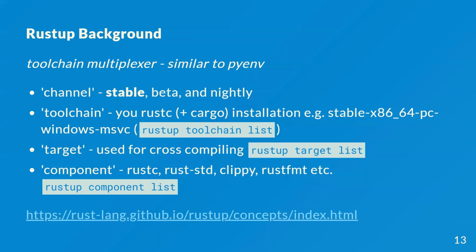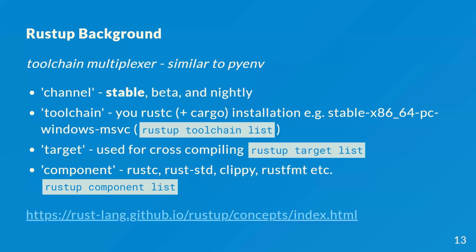I just wanted to cover a bit of terminology, which for most of you, you don't need to know, but for those of you who are interested, you'll hear these terms talked about in the context of Rust installations. You'll hear people talk about channels. There are 3 channels in Rust: stable, beta, and nightly.